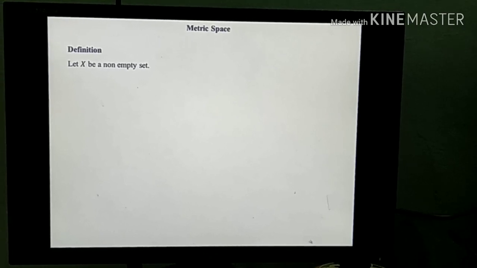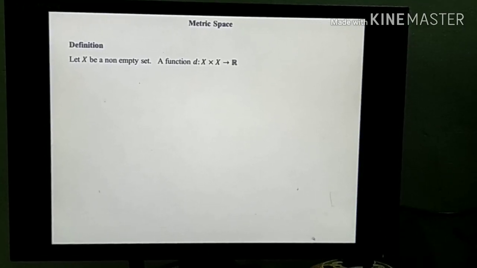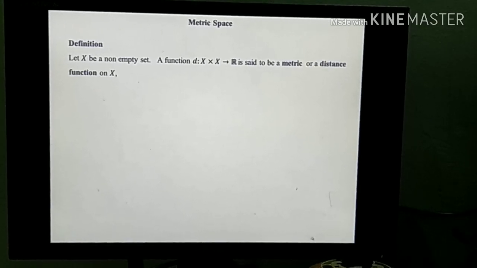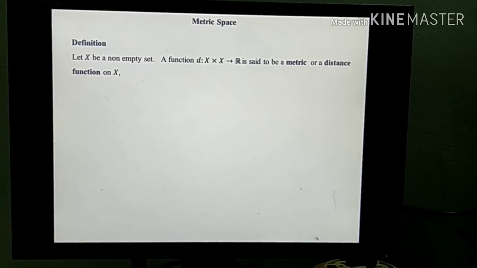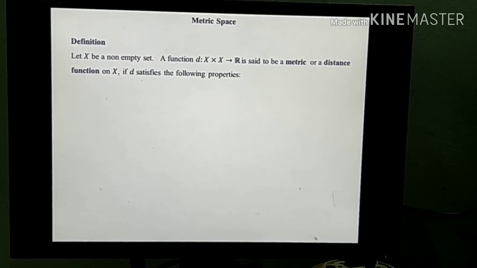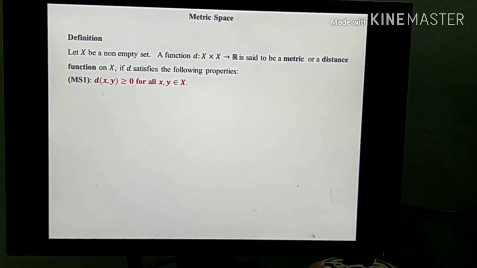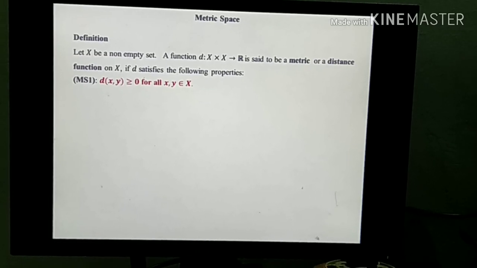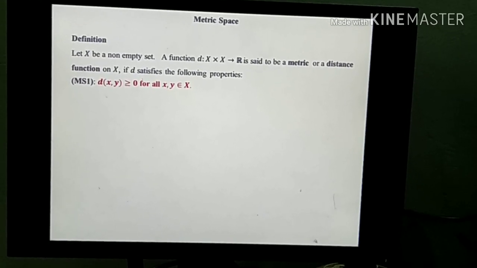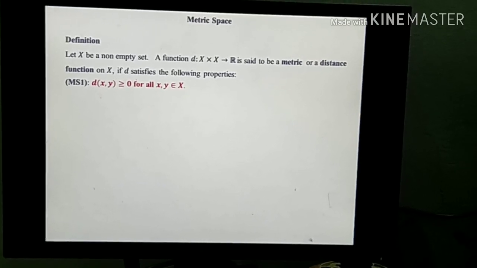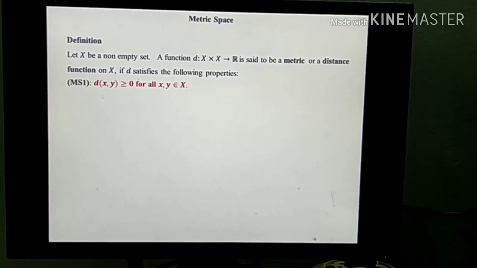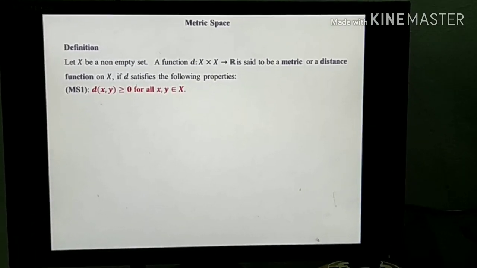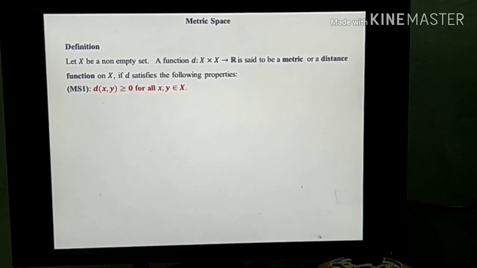Let X be a non-empty set. A function D from X cross X to R is said to be a metric or a distance function on X if D satisfies the following properties. First property, d(x,y) is greater than or equal to 0 for all x, y belongs to X. That means the distance between any two elements in X is always non-negative. That's why this property is also called the non-negativity property.